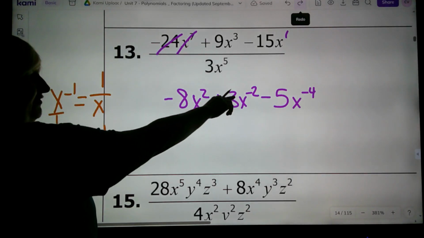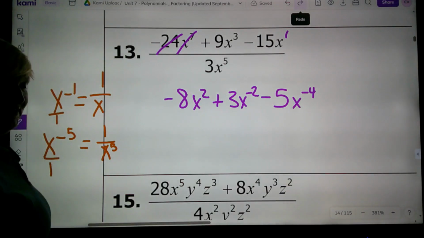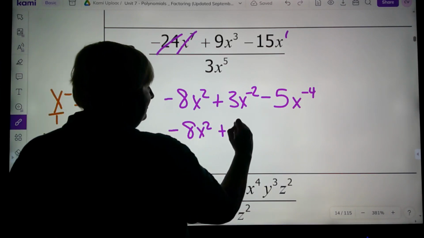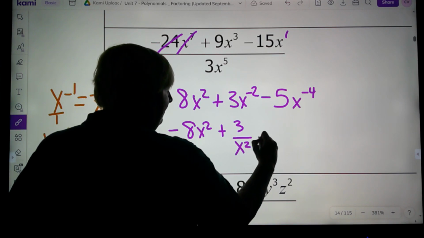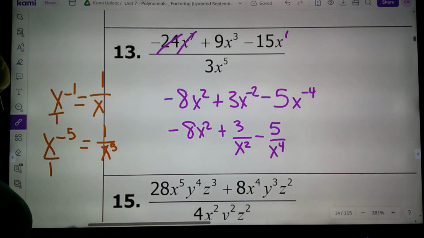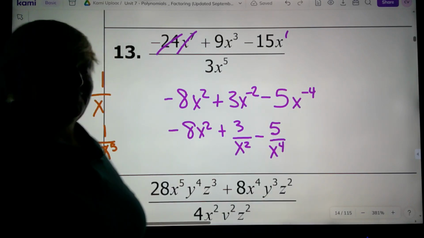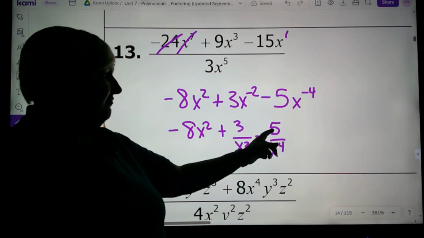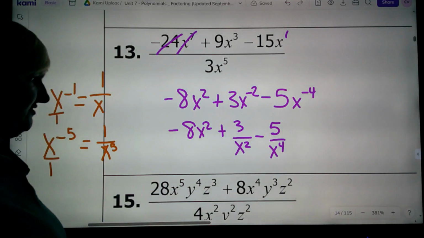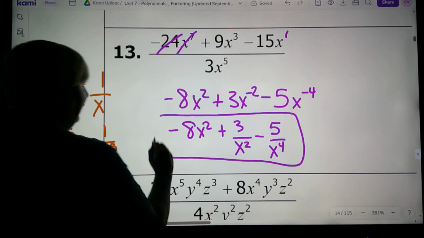Alright, you're just going to flip it. The variable has a negative exponent, so you're going to move the variable. So now you have negative 8x squared plus 3 on top of x squared minus 5 on top of x to the 4th. And as crazy as it sounds, that's your answer, because we had to flip these, and so that made them different. And they can't be combined because this is x squared and this is x to the 4th. They're not like terms. As crazy as it sounds, that is exactly where we end up.